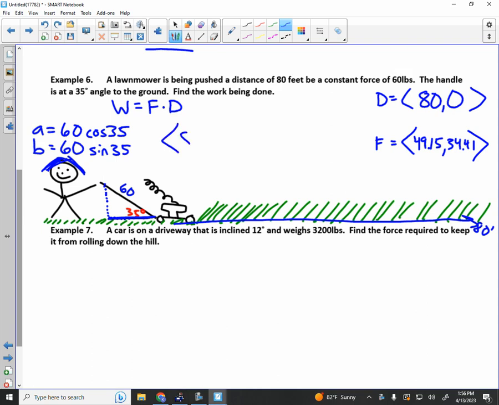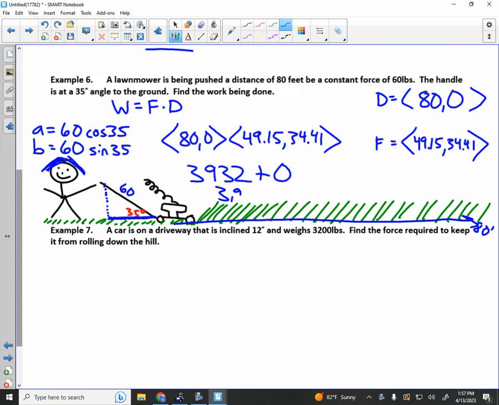Multiplying together: 80 times 49.15, and 0 times 34.41. 80 times 49.15 is 3,932. And 0 times 34.41 is 0. So it's 3,932. And what is the label? The label is our measurement in distance, which is feet, times, because we're multiplying, the force, which is pounds. So foot-pounds. Foot-pounds is the label.